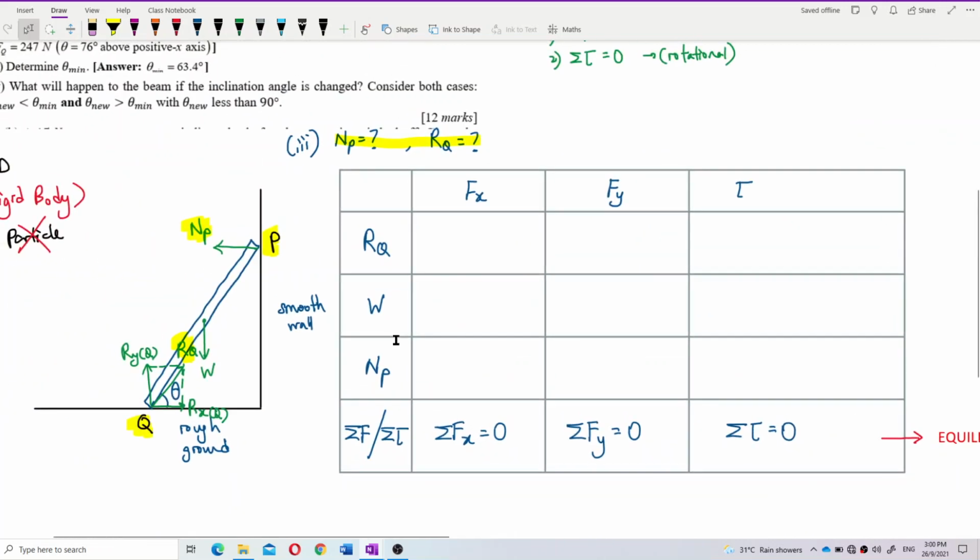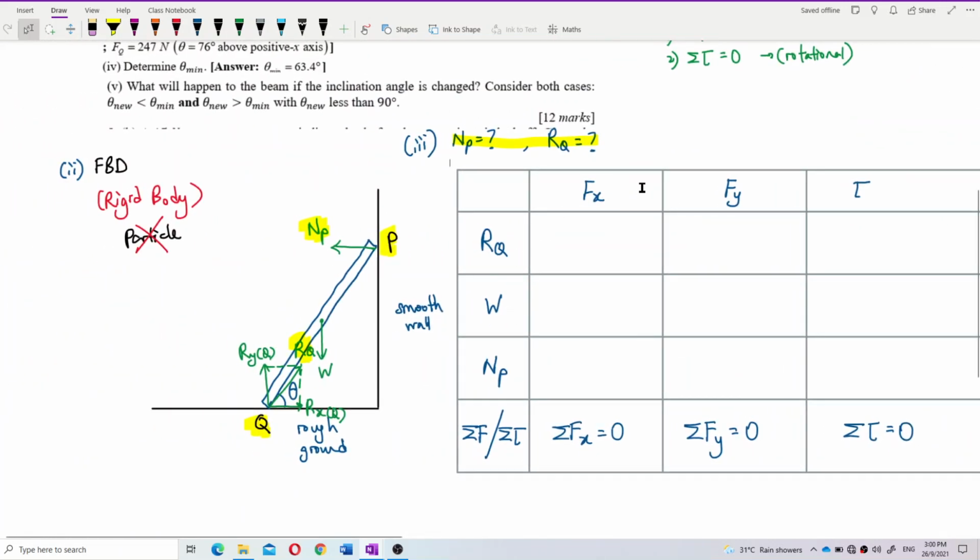Now, let us first look at Fx. What are the forces that exist in the X component? In the X component, that means the horizontal component, we have the normal force.